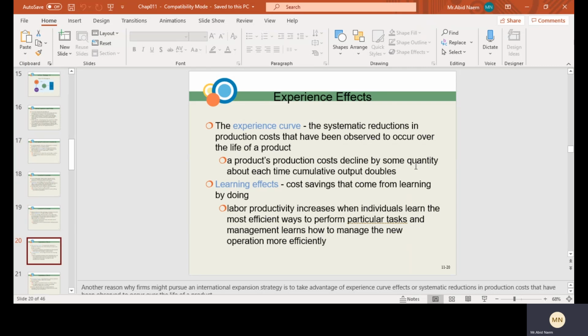The learning effect is another cost-saving parameter that comes from learning by doing. Likewise, labor productivity increases when individuals learn the most efficient ways to perform particular tasks, and management learns how to manage the new operations more efficiently. So the crux of this learning effect is that you can learn by doing it. You have to actually perform the tasks and jobs.